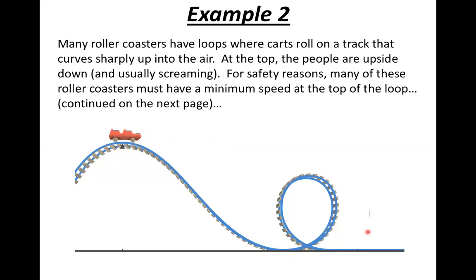So first, just read the problem. Many roller coasters have loops where carts roll on a track that curve sharply up into the air. At the top, the people are upside down and usually screaming. For safety reasons, many of these roller coasters must have a minimum speed at the top of the loop. So this cart here, we have height, it's going to turn into speed. Then we're going to have some height here, but also some speed is going to have to be maintained for them to make it all the way around to the end.